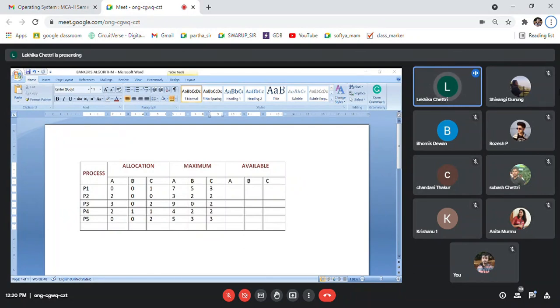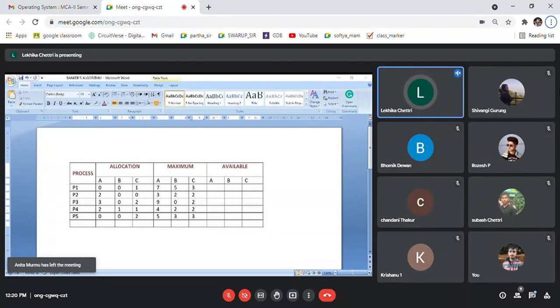Safe state is finding the sequence of execution of processes. If I have processes p0, p1, p2, p3 and p4, if I have 5 processes currently in my main memory, then safe state is finding the sequence of execution of these processes in such a way that when we execute them one by one, the system will not enter into deadlock.